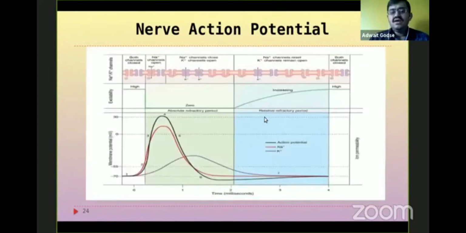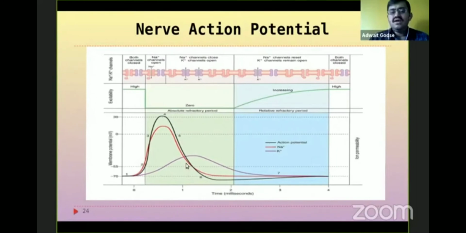This is a brief review of the action potential in neuron. This black one is the action potential in neuron. This red one depicts changes in sodium movements, and this violet one depicts changes in potassium movements. You might be seeing that the duration is very short, 2 to 2.5 milliseconds, and that is why the refractory period is also very short.